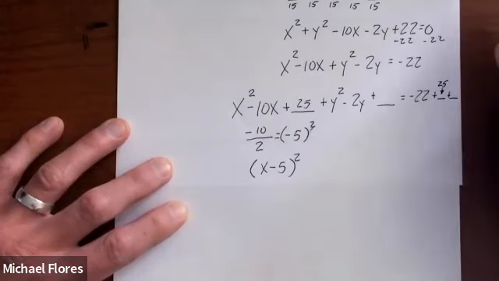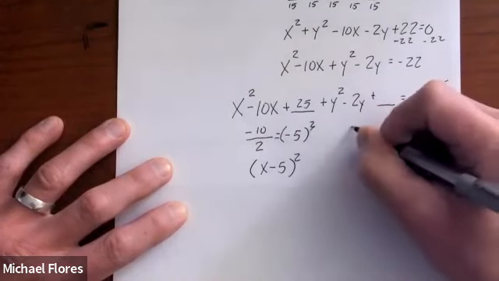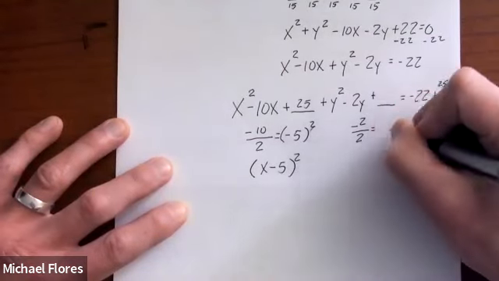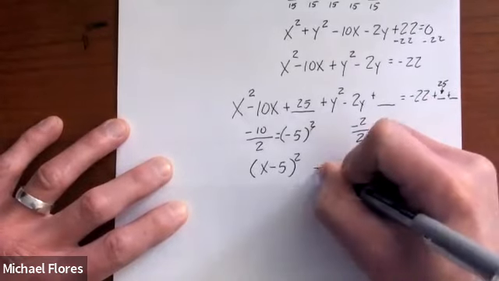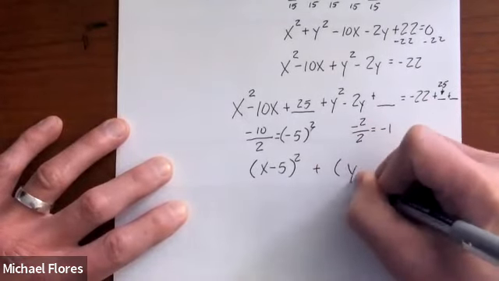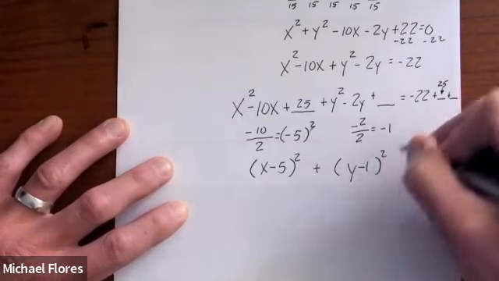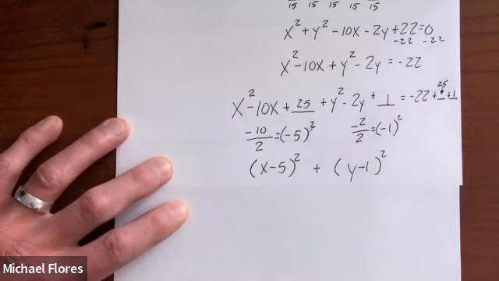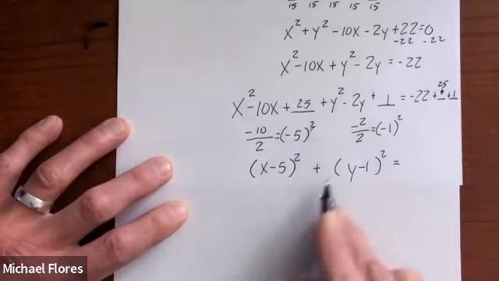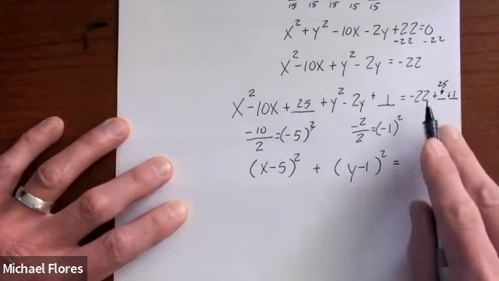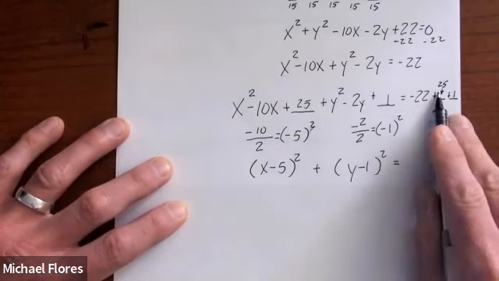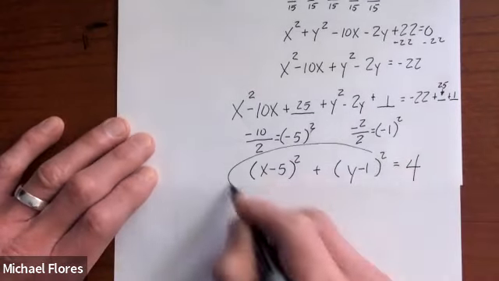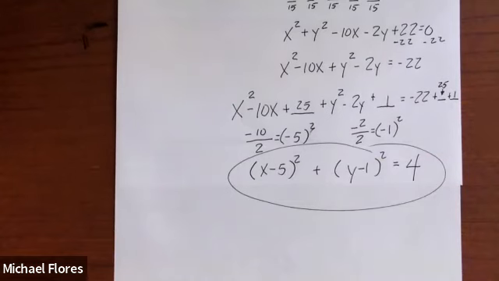All right, here, let's take our middle term, divided by 2. We get -1. And now let's square it to get 1. So we need to add a 1 here. So we're almost done. All of this is equal to -22 plus 25 plus 1, which is 4. Completing the square.